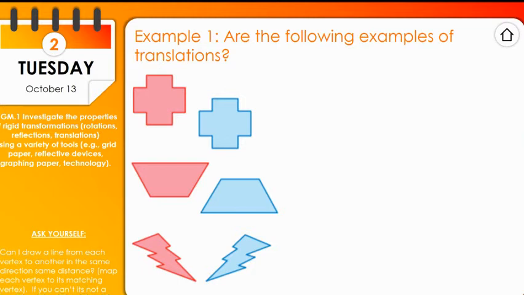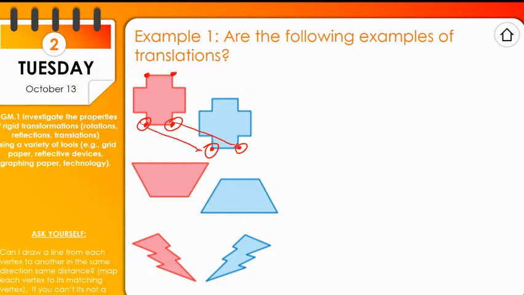So in order to determine if something is a translation and it's not in the coordinate plane, one thing you can do is ask yourself, can I draw a line from each vertex? So here, I'm not going to draw all of them. However, if I were to map it, this point lines up with this point. This point lines up with this point.